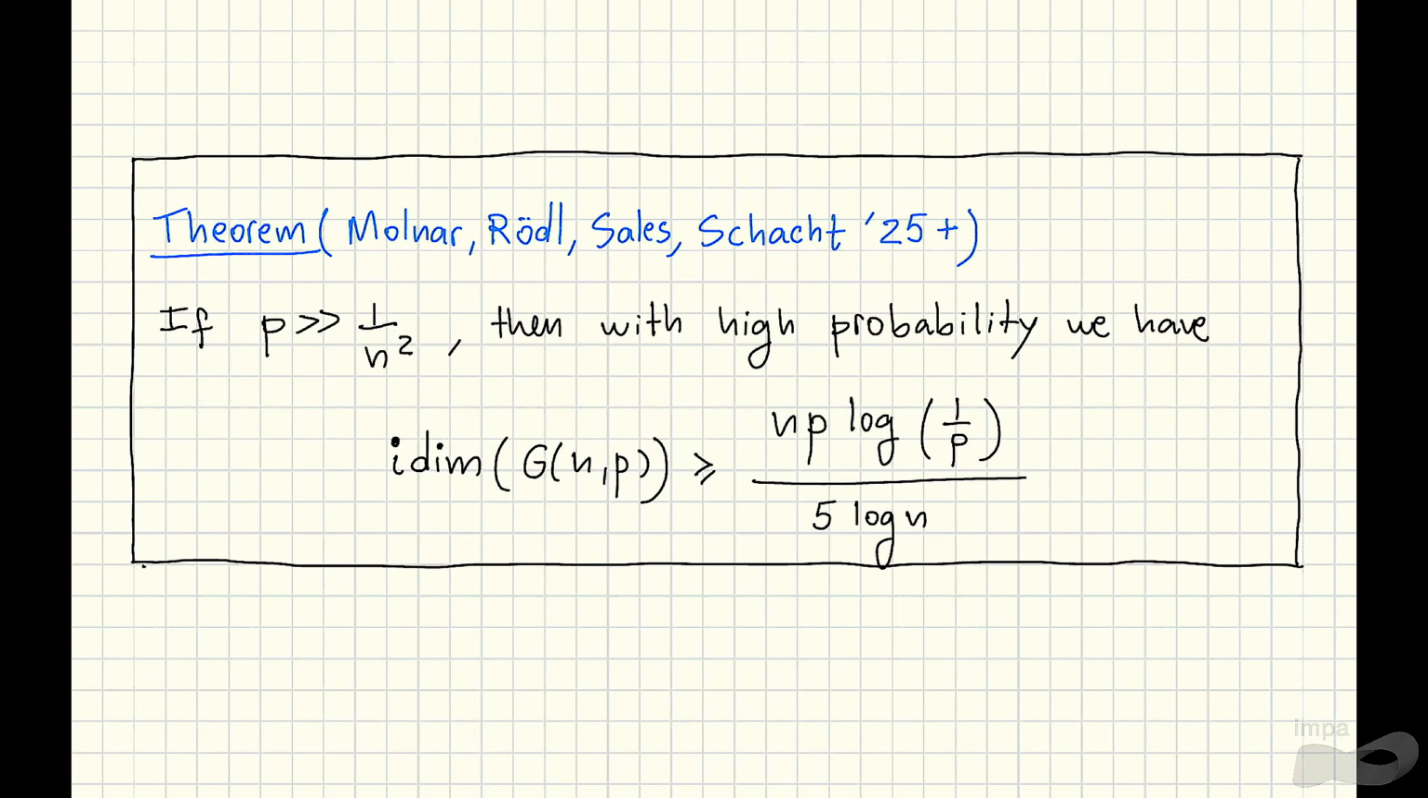Right, so very recently, there was this paper of Molnár, Rödl, Sales, and Schacht that showed for essentially any p you like, with high probability, IDIM is at least np over log n times log(1/p). So it is essentially the trivial lower bound we got times this factor of log(1/p). Okay, so they improved on that for random graphs.